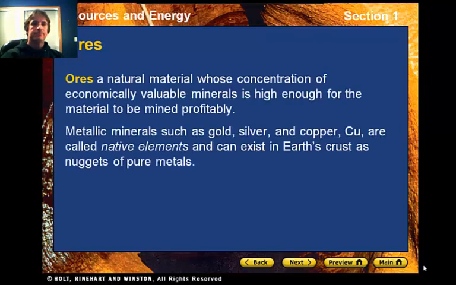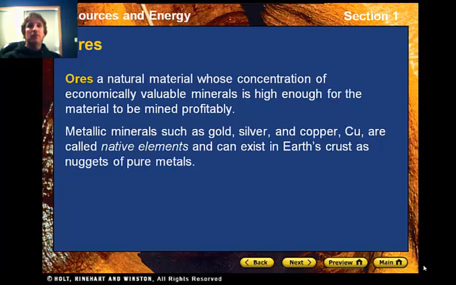Ores. A natural material whose concentration of economically valuable minerals is high enough for the material to be mined profitably. What that means is that this is a substance we can sell that's going to make us enough money that it doesn't cost us more to mine it out of the ground. So if we're going to mine aluminum, and it's going to cost us $10,000 a day to get a $5,000 profit, then it's not going to be worth it. So you want a high concentration where there's lots of it there.